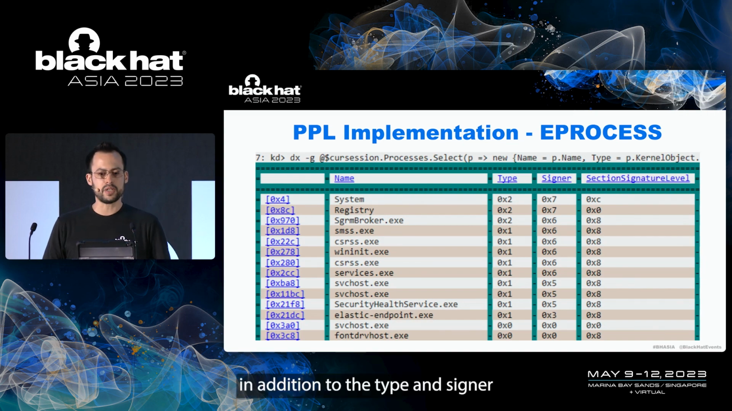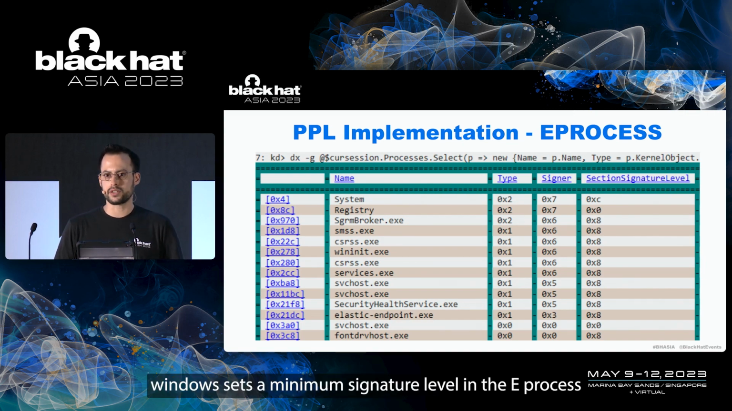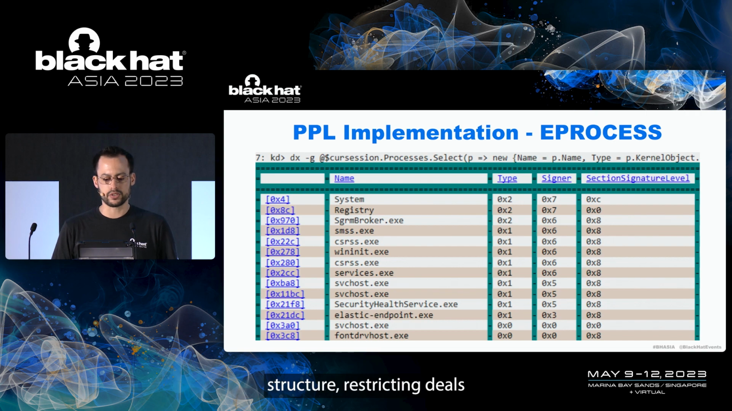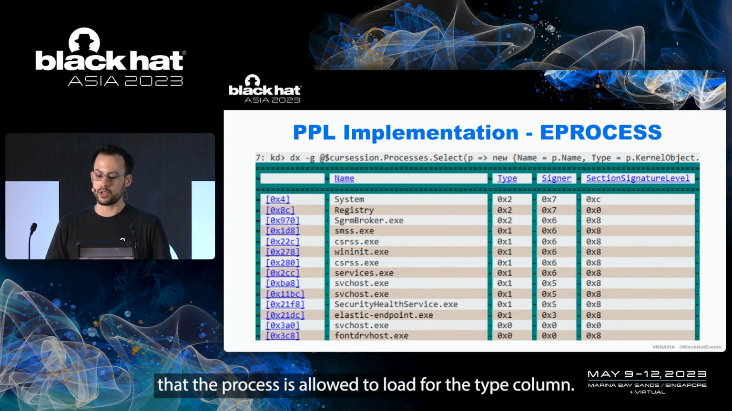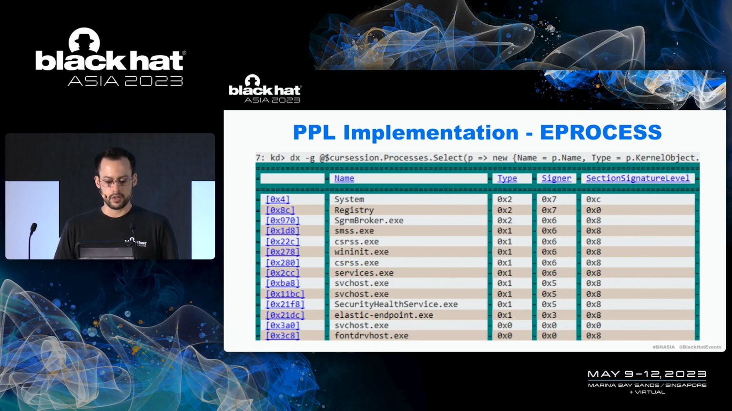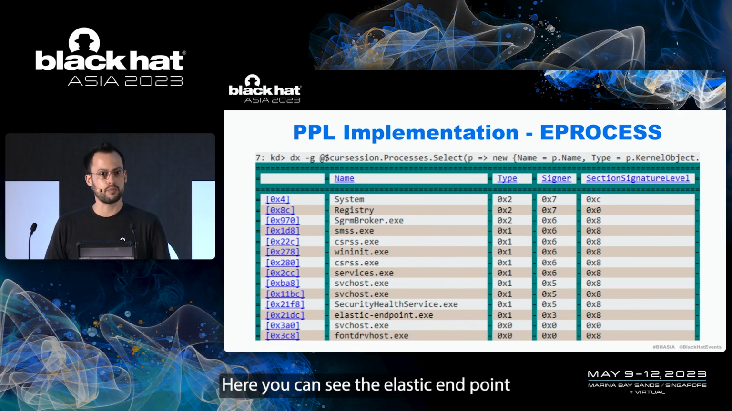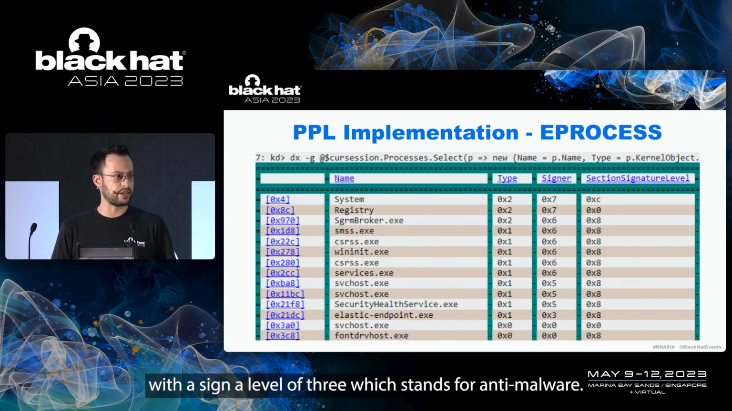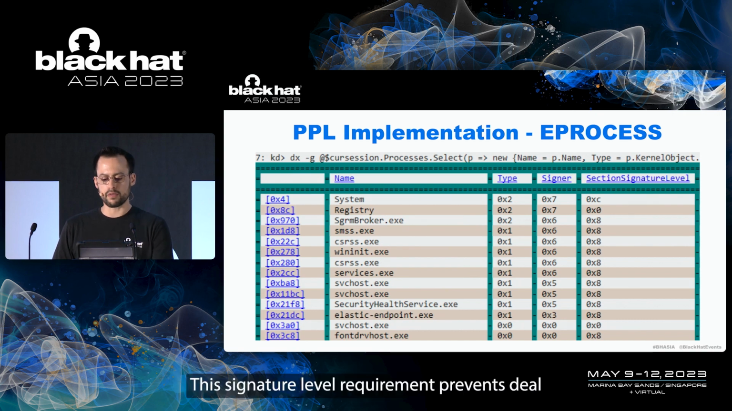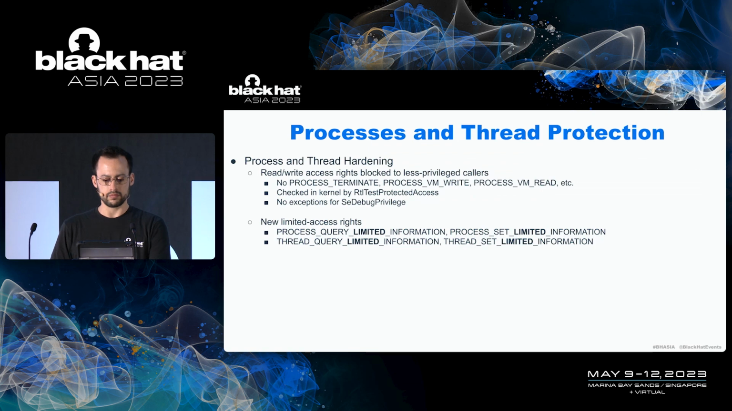In addition to the type and signer, Windows sets a minimum signature level in the EPROCESS structure, restricting DLLs that the process is allowed to load. For the type column, 2 means full, 1 is light, signer 6 means WinTCB. Third from the bottom here, you can see the Elastic endpoint with a signer level of 3, which stands for anti-malware. This signature level requirement prevents DLL sideloading attacks into protected processes.